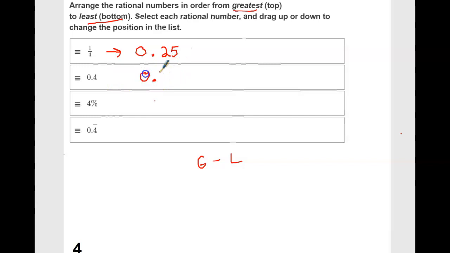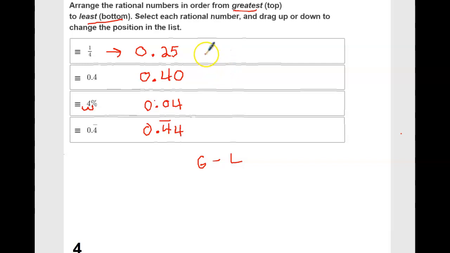Next one, I'm lining up my decimal points. I'm going to put 0.4, and I'm going to add a 0 at the end of this just so that I have the same number of decimal places. 4%, if I move the decimal from the end, I move it over 2 places, I get 0.04, okay? And then this one is already in decimal form, but it's a 0.4 repeating. Since this repeats, there would be another 4 here. I'm just going to write that other 4 just so they all match up as far as the number of places. So now I need to put them in order.